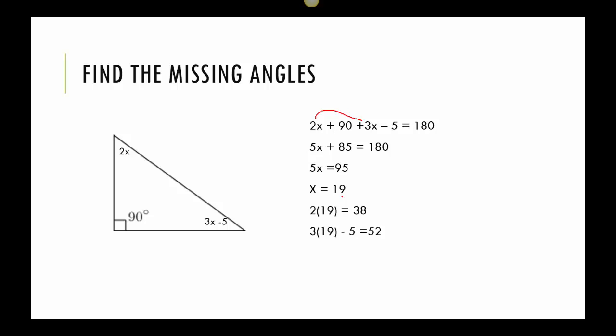Big difference here is to pay attention to, was I looking for x? Well, really, I was looking for these angles. So this first one says 2x. So I need to do 2 times 19, that's 38. So this one is now 38. Then the other one, I need to do 3 times 19 and subtract 5 to give me 52. You could have also said 38 and 90 is 128 and subtracted 128 from 180, and it would also give you 52. So that's a nice check too to make sure they all add up.